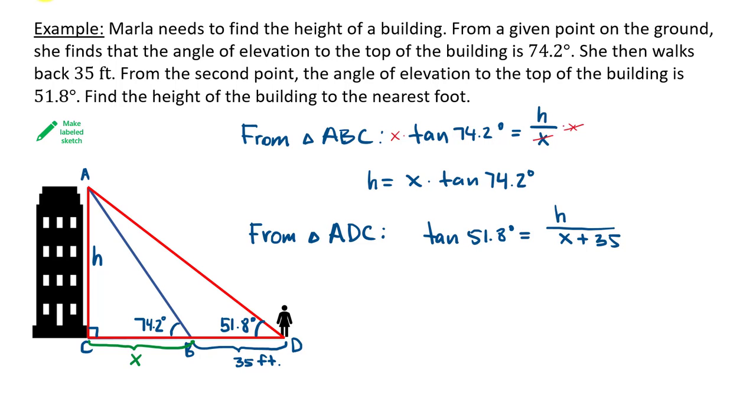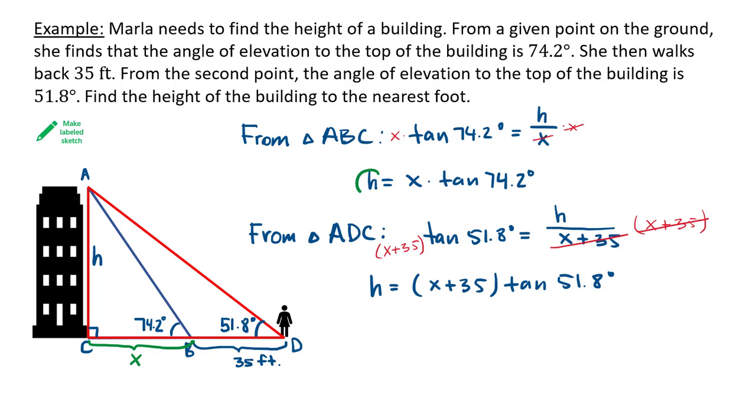For that, I need to clear the fraction on the right-hand side, so I'm going to multiply by its denominator, x plus 35, on the right-hand side, that will cancel the denominator. And I need to multiply by the same thing on the left, x plus 35. This means that h equals x plus 35 times tangent of 51.8 degrees. Again, we're not able to find h just from that equation because we don't know x. But this is what we're going to do next.